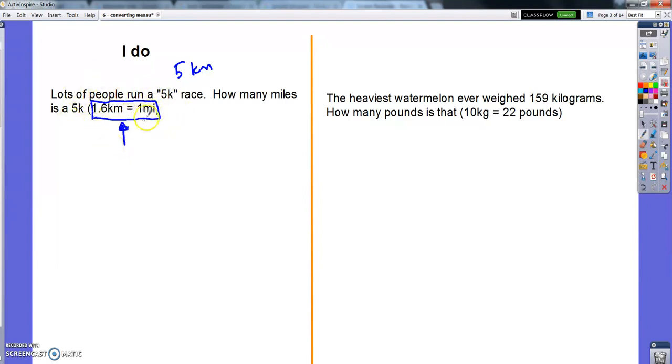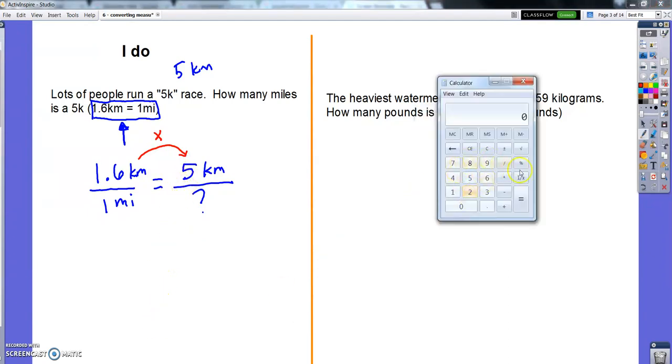So here I've got a unit rate given to me. I know that 1 6/10 kilometers makes, put my unit in there, 1 mile. And I can use that to figure out 5 kilometers. Well, how far is that? Right? Basic ratio. And so I'm going to go from here to here. I've got to figure out what am I multiplying 1 6/10 by to get 5. So let's figure that out.